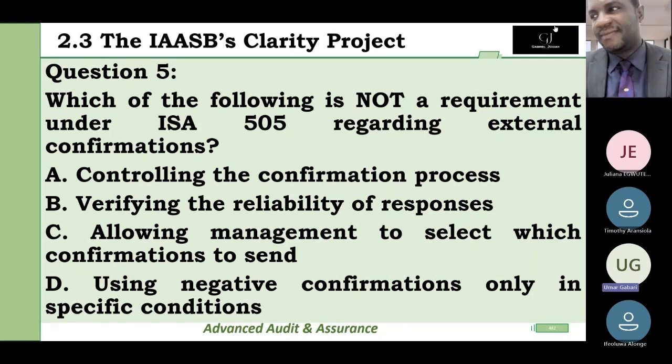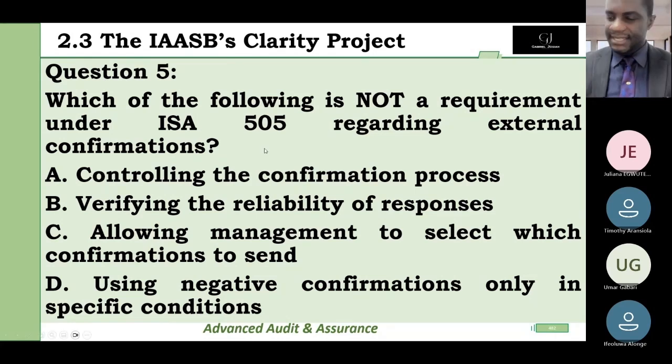I'm still revising the question. That's fine. Take your time. Which of the following is not a requirement under ISA 505 regarding external confirmations? Controlling process. I picked C. Oh, everybody C. Okay. Final answer, C.